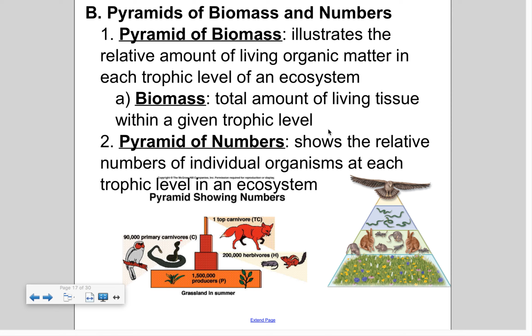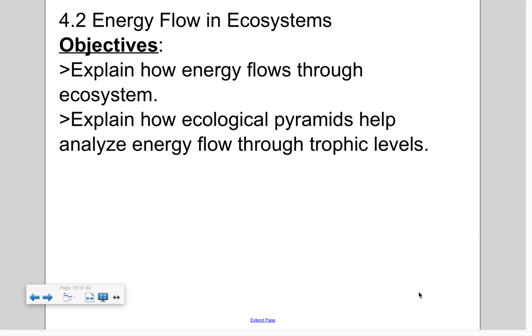Pyramid of numbers shows the relative numbers of each organism. And so your producers are obviously usually more numerous than all the other trophic levels. So grassland in the summer, yeah, there better be a bunch of little grass strands out there, right? And then as you move up, the numbers tend to get smaller. Okay, not always, but they tend to. Here's a biomass pyramid looking at kilograms per kilometer squared, okay? And some more biomass.